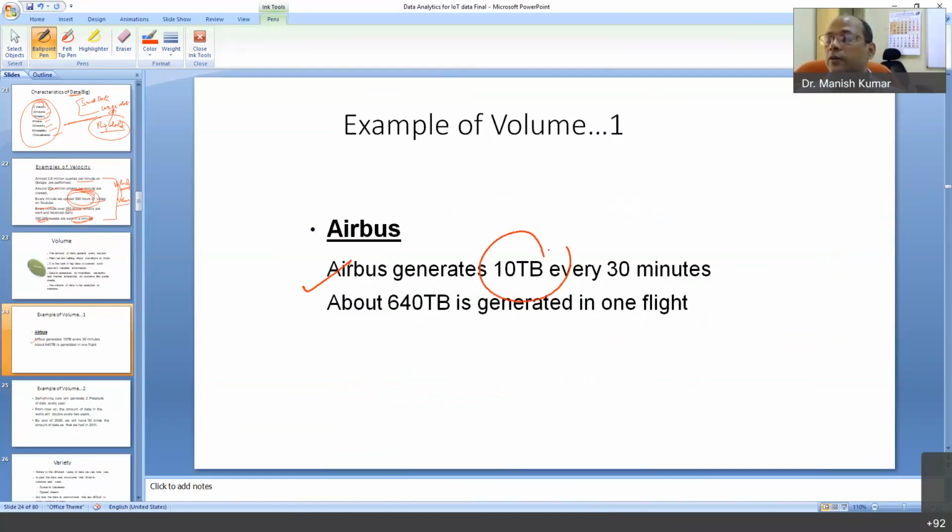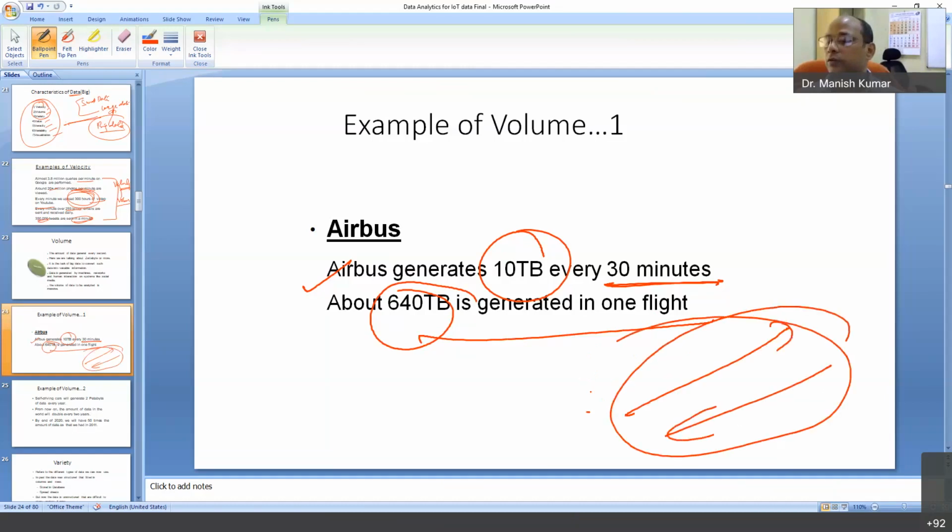Airbus generates 10 terabytes every 30 minutes and 640 terabytes in one flight. That means one flight, going and coming, is treated as one flight, and that can generate 640 terabytes. So you can see that if you have multiple flights in a day, then it can generate a huge amount of data for you.